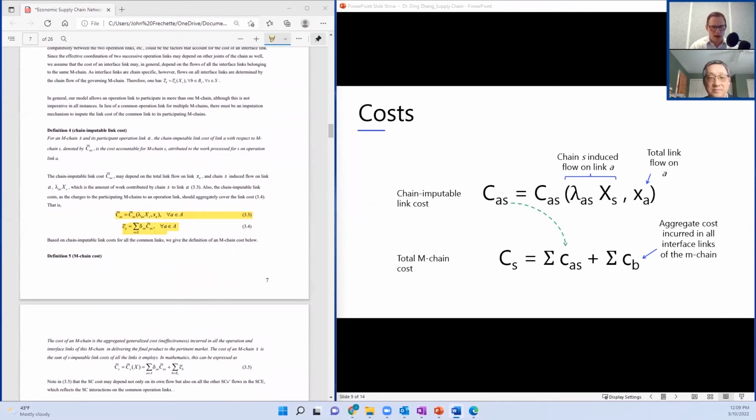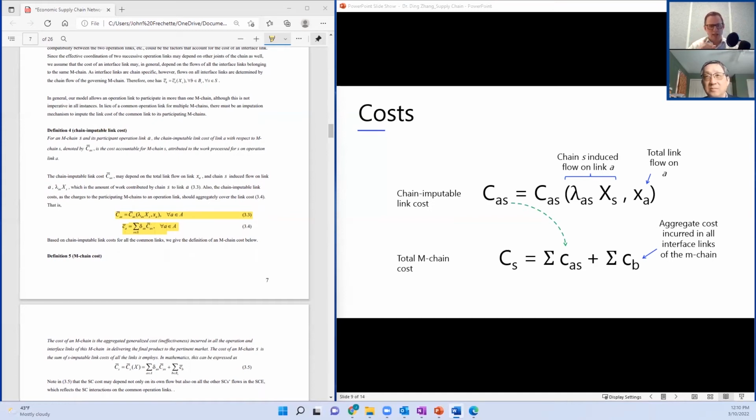So, moving on to costs and the cost functions, CAS in this first formula is the cost on operation link A associated with M chain S. And once again, we'll break down what this means practically. But what Dr. Zhang concludes is that the cost of a single factory producing a single product is a function of the actual volume of that particular product within the M chain being produced, but it also relates to the total amount of all of the different products and supplies and services being produced by that operation link A.